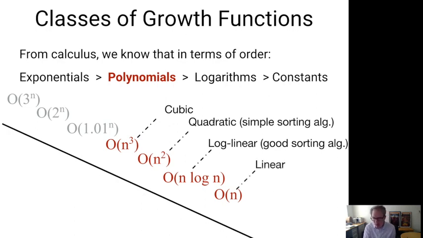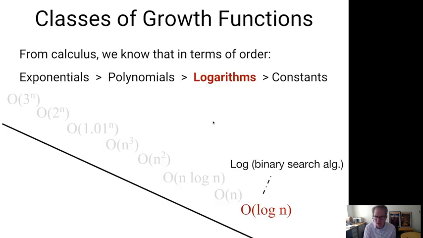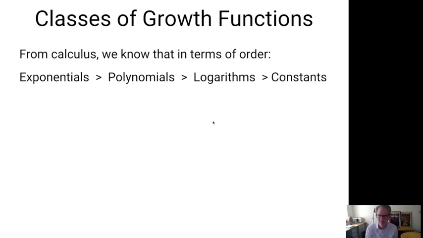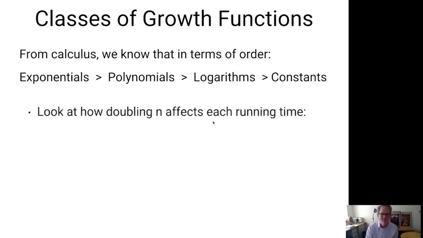Linear, order n, that's where we started off this lecture. And log n is better than n. This is log, such as binary search. We'll see binary search later in the semester. And order 1, which is constant. So constant we denote with order 1. It could be order 2, which would also be constant, but nobody writes it that way. They always write it order 1.